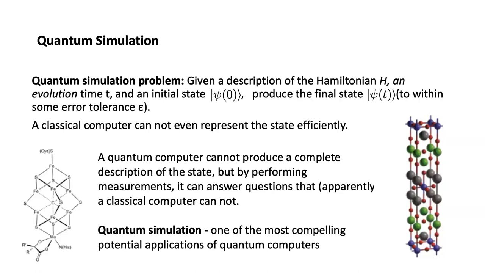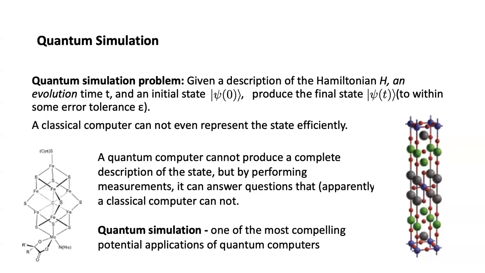A classical computer cannot even represent the state efficiently if you have a vector in a very high dimensional space. You cannot even write it down with a classical computer. A quantum computer, and this is something that I want to discuss with you further in the subsequent lectures, cannot really produce a complete description of the state, but by performing what we call measurements, it can answer questions that apparently a classical computer cannot. And we are going to come into this.